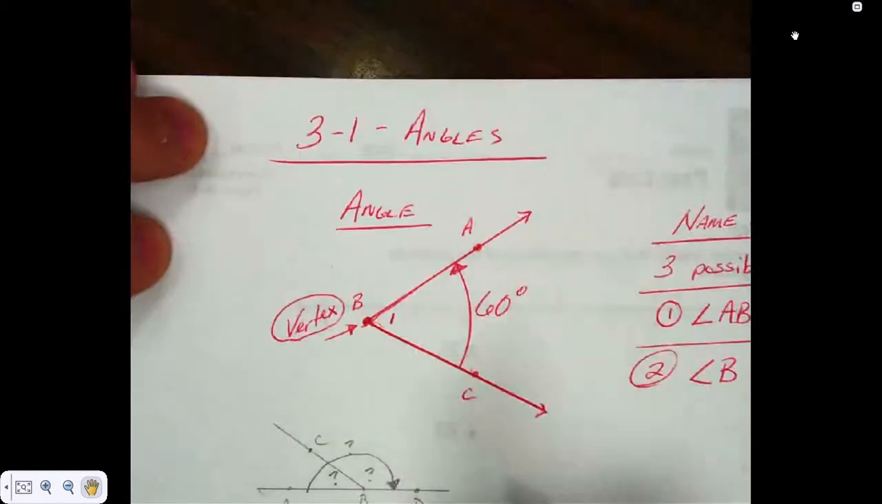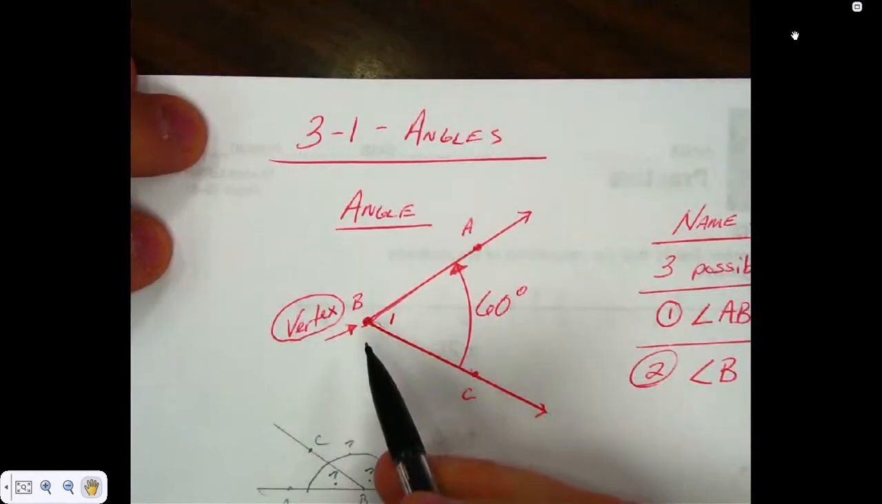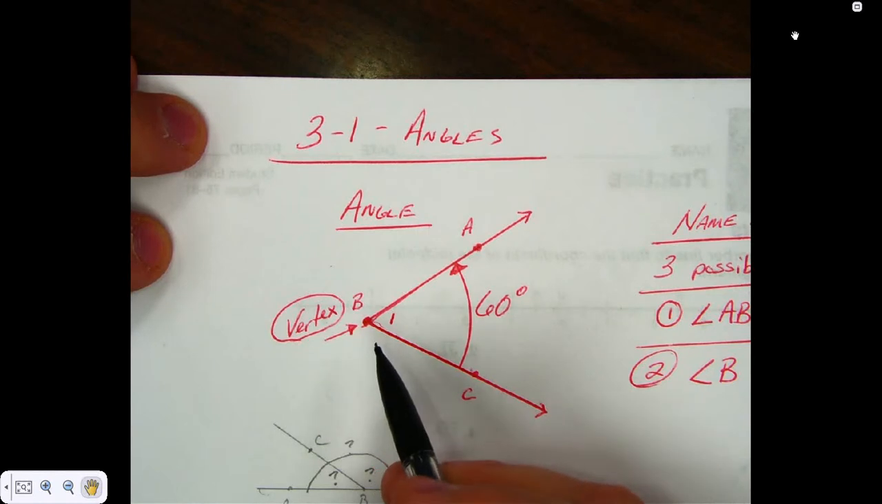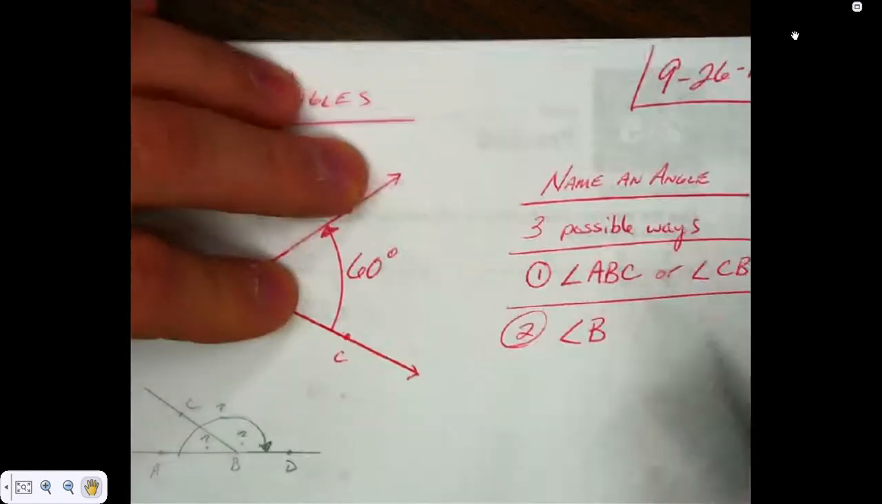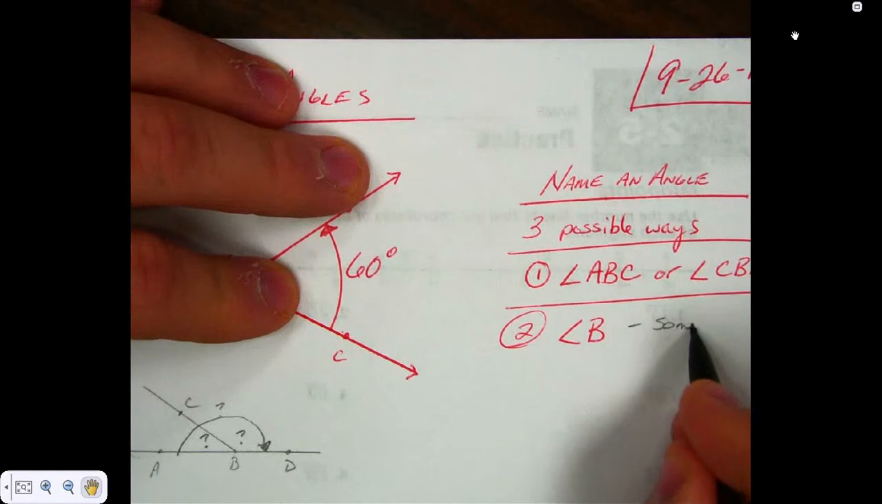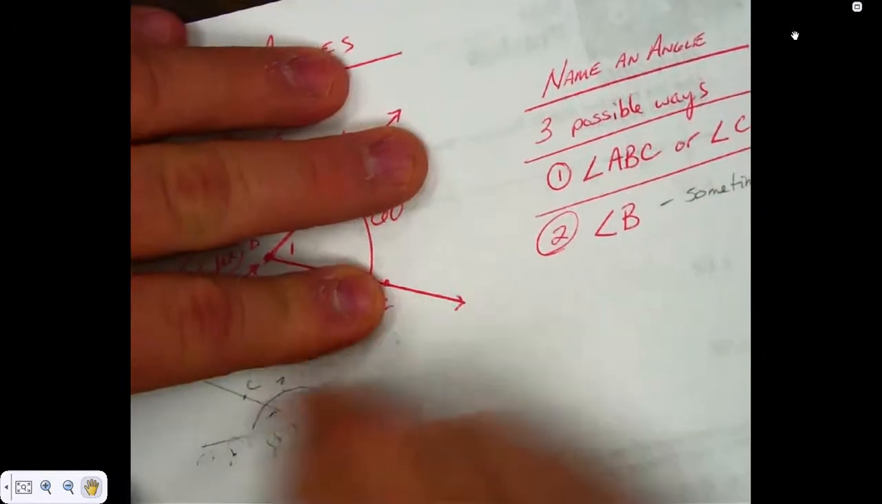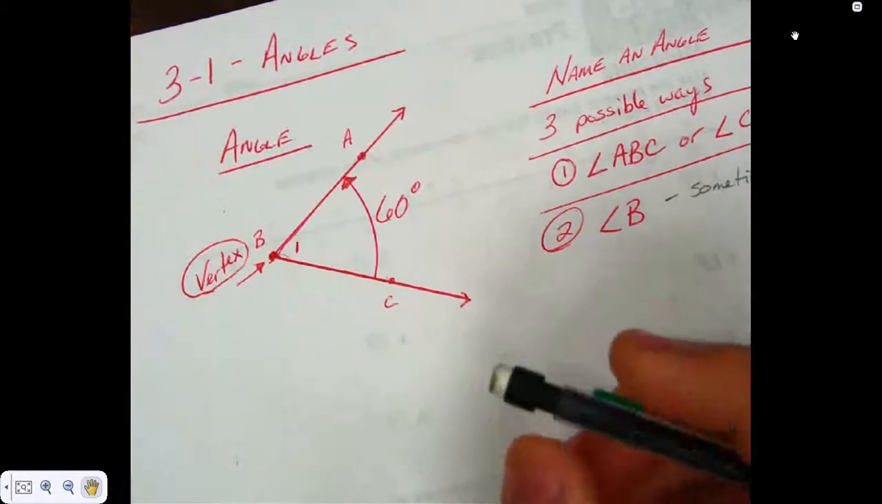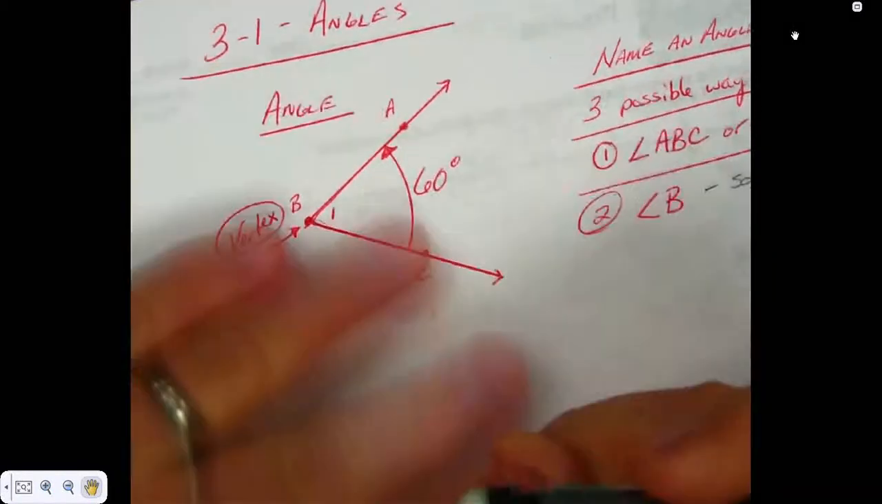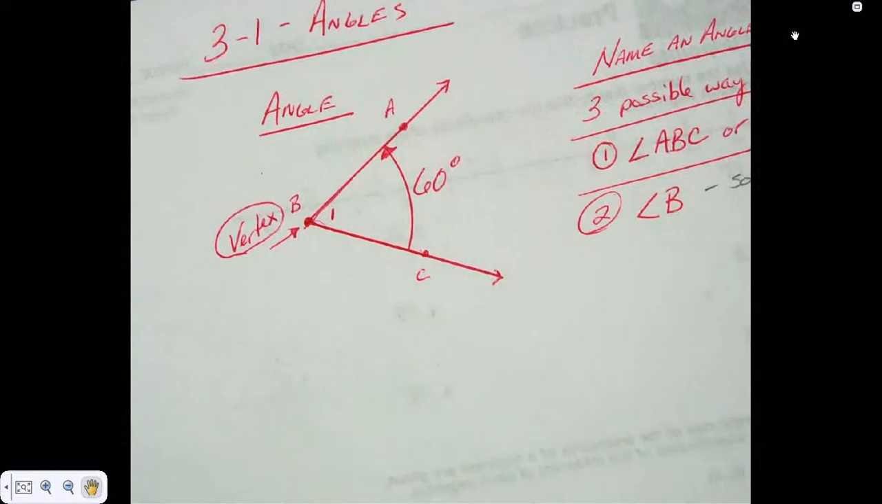However, on this one, there's only one angle that has B as a vertex, so I can name it angle B. You see the difference? So this we can only use sometimes. You should be able to look at a picture and ask yourself, if I said angle B, would he know which angle, is there any other angle that he could think was angle B? And if there isn't, then you can do that.